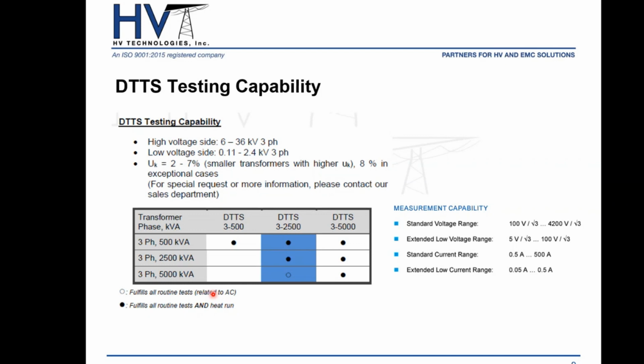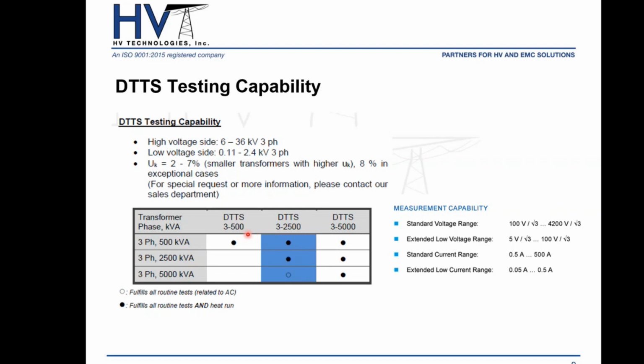We have noticed in North America that there are low voltages that can exceed 2.4 kV, but we can also provide a solution for those cases as well. There are things we can do, which I'll show in a slide coming up, where we can integrate other equipment to get to higher voltages on your low side.